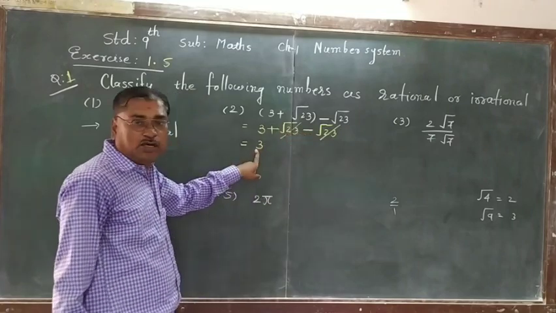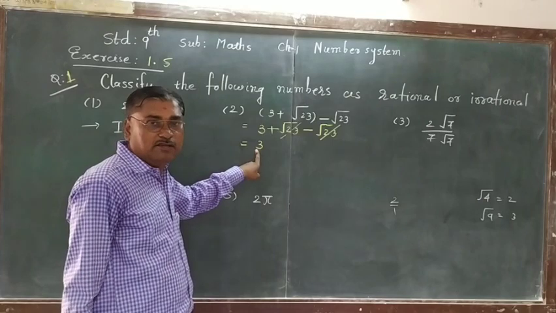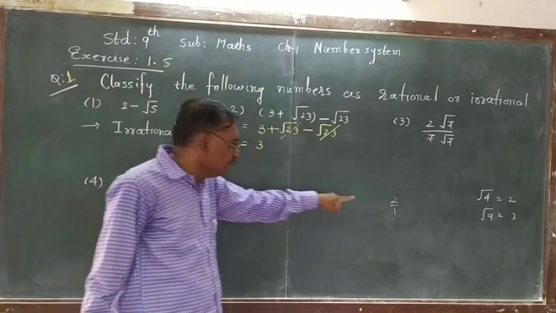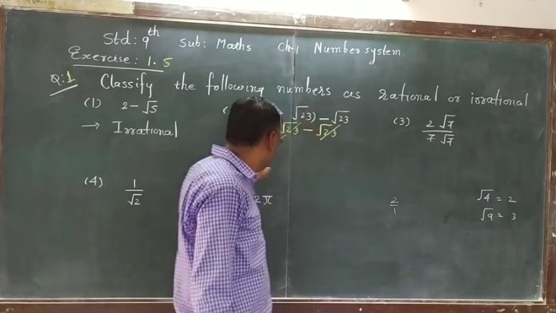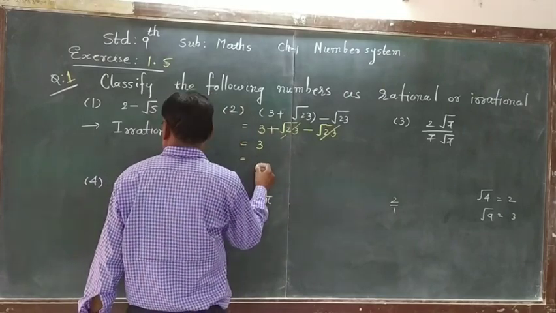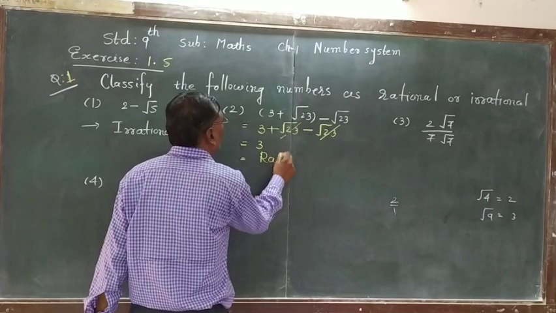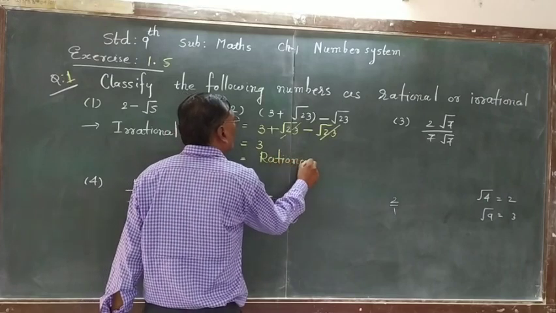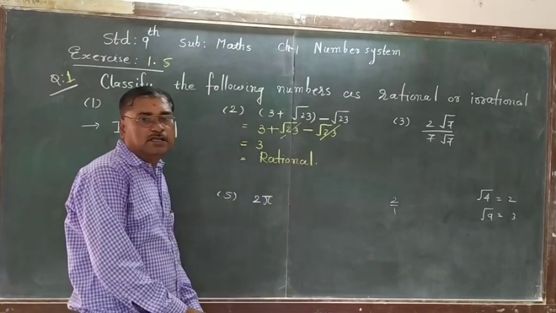So 3. Now we know that we can represent this number in P upon Q form. We can write 3 upon 1, so it is rational. It is a rational number.